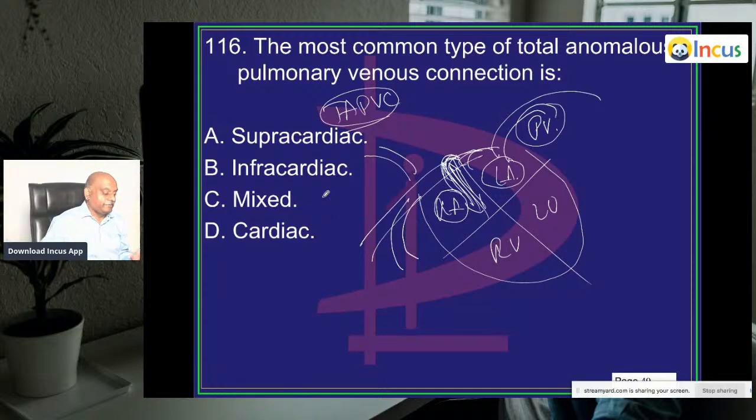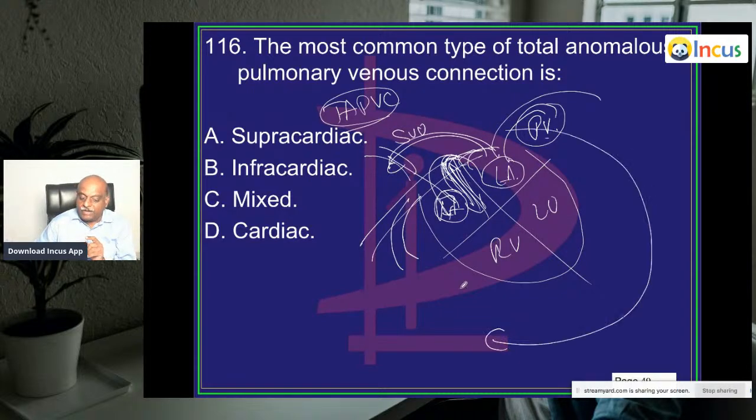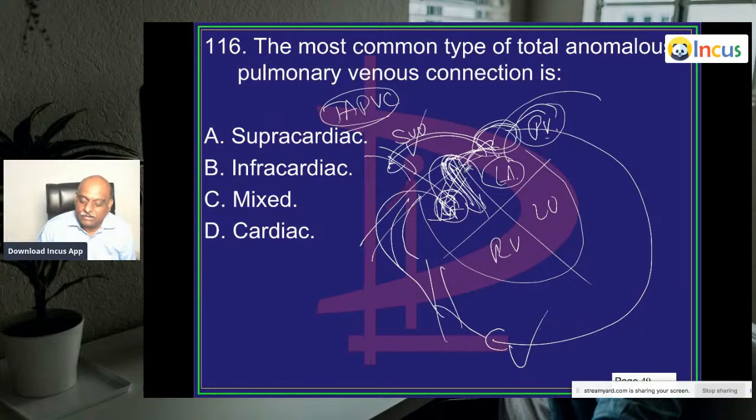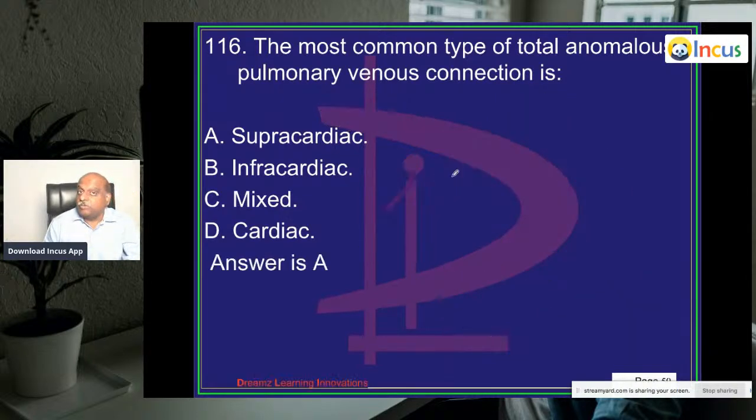So how can that happen? The right and left pulmonary veins combine and they can merge directly into the right atrium, or they can blend into the SVC, which drains into the right atrium, or they can blend with the IVC and then go to the right atrium, the common pulmonary vein. So accordingly, you have a supracardiac, infracardiac, or a mixed pattern, or directly cardiac, where the right and left pulmonary veins combined together form the common pulmonary vein, and it just drops into the right atrium. So different types. The examiner asks, between all the three, which is most common?